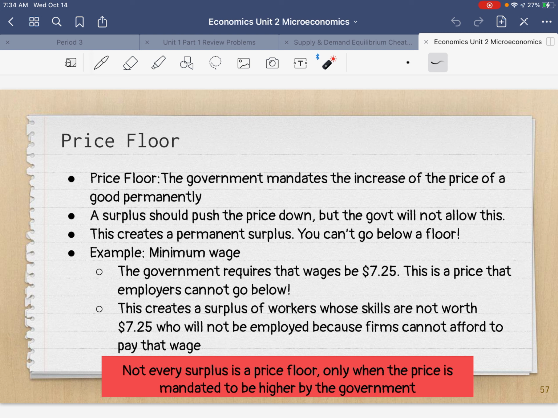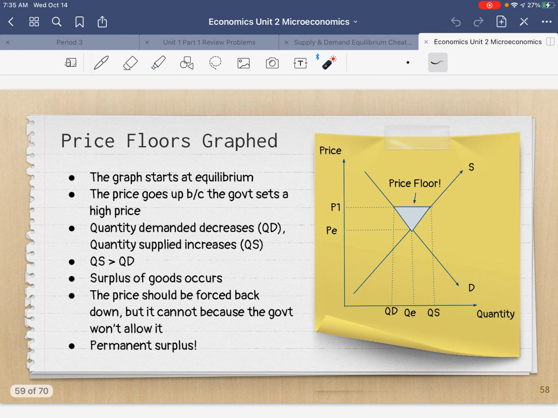Okay, so not every surplus is a price floor here, because a price floor is when the government mandates it. Some surpluses are just natural. So if you're coloring in that little surplus triangle right here and the question says government, it's probably going to be a price floor. If it has nothing to do with government, it's just going to be a surplus, okay? So let's take a look at the graph, then we'll be done.